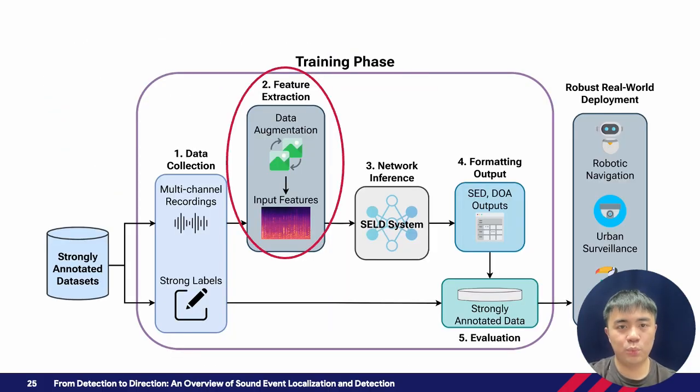Okay, so we have our datasets. Now we need to feed them into a model. The next step in our pipeline, as highlighted here, is feature extraction. So this is an absolutely critical step where we transform the raw, complex, multi-channel audio into a structured and informative representation that a deep learning model can better learn from.